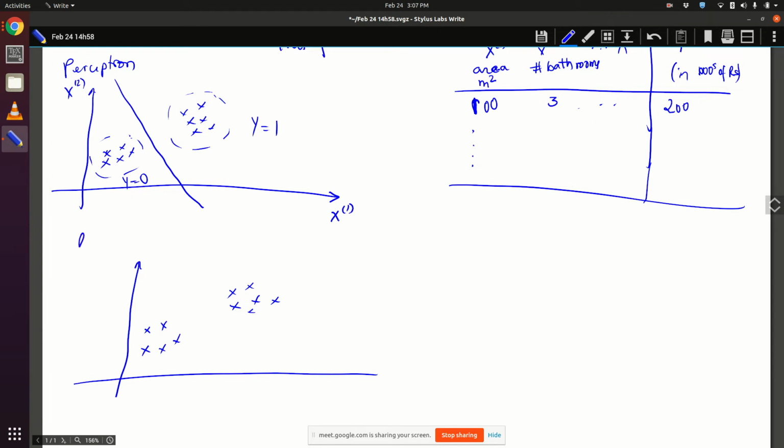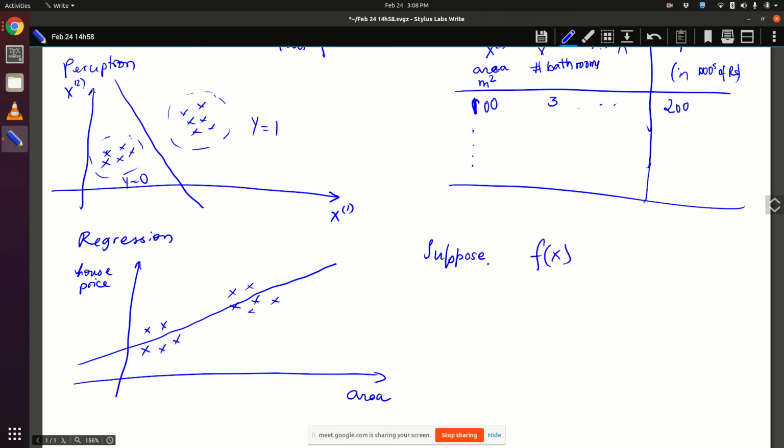That was perceptron. In regression, what we are trying to do is, this is house price. Suppose I want to learn house price as a function of area. Then my goal will be something like this. Suppose I choose the function f of x that I am trying to learn to be w transpose x, a line. If I want to learn it as a line, then it is called linear regression.